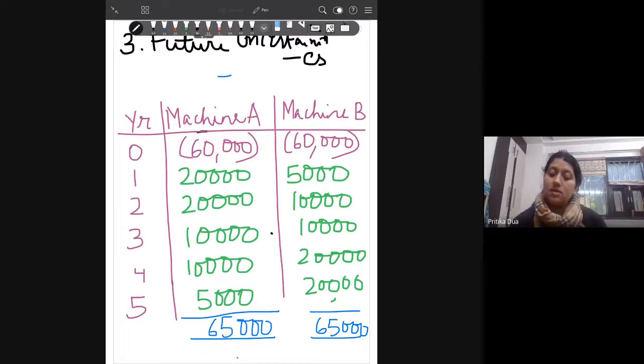But as the decision maker in this regard, which machine would you prefer? Please type in the chat box which machine should be preferred by your firm, or it should be the same. Are you preferring A over B, B over A, or you are indifferent? Just give your response in the chat box.